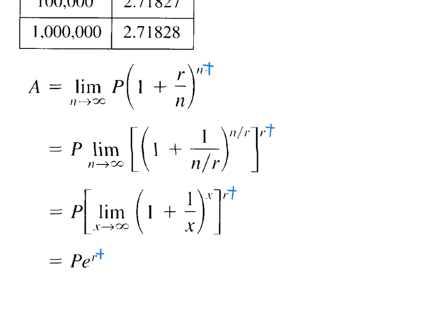Yeah, so we're saying, okay, as n approaches infinity, this whole ratio, n over r, which we're making an x, is going to approach infinity. So we're seeing it has the same structure as our definition for e.